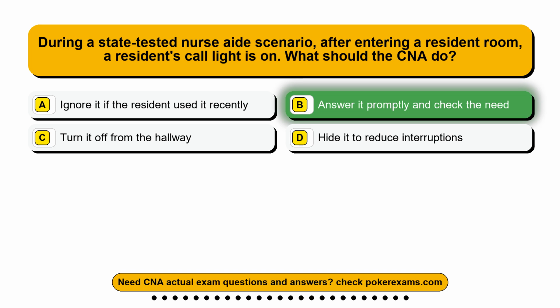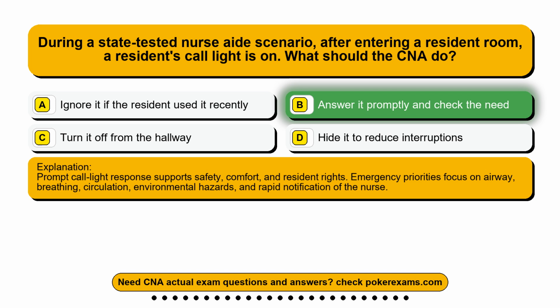The correct answer is option B. Answer it promptly and check the need. Prompt call-light response supports safety, comfort, and resident rights. Emergency priorities focus on airway, breathing, circulation, environmental hazards, and rapid notification of the nurse.